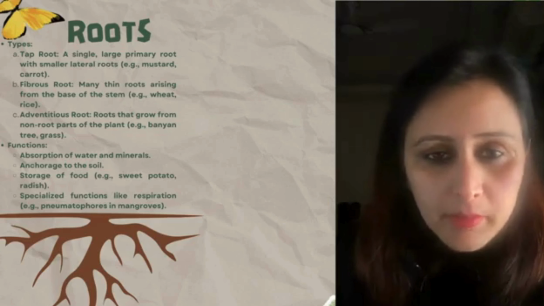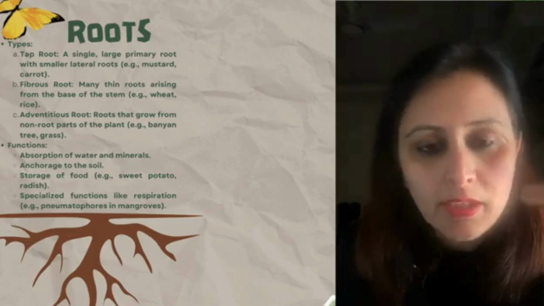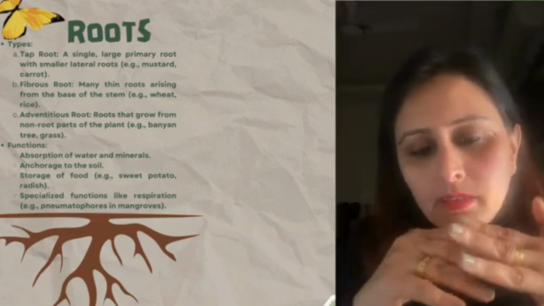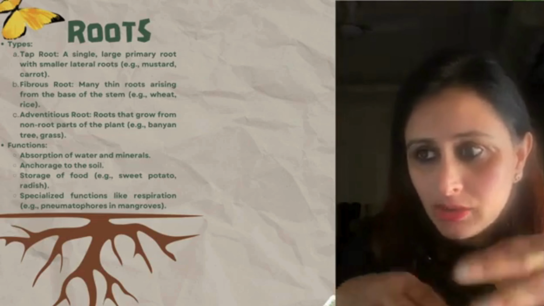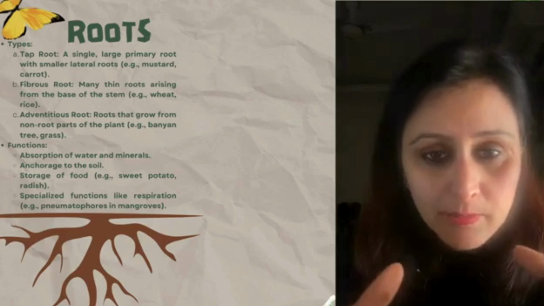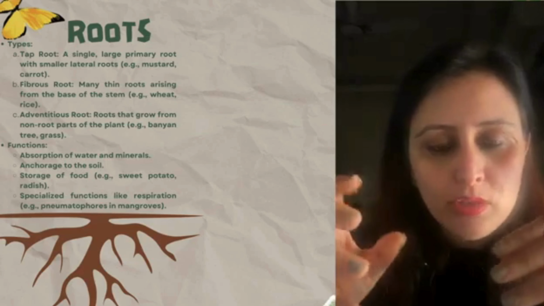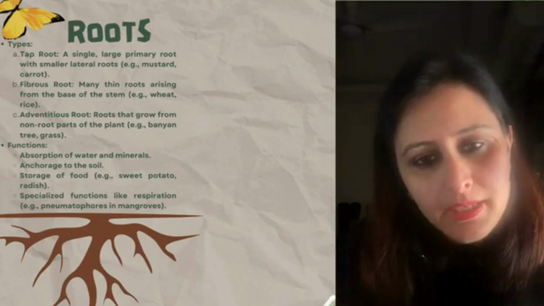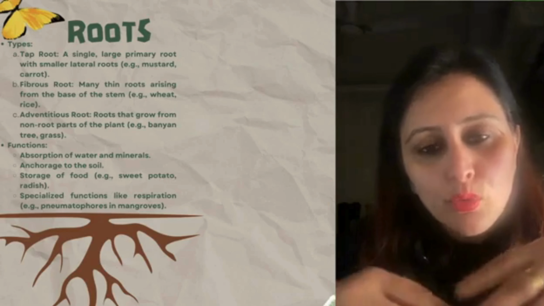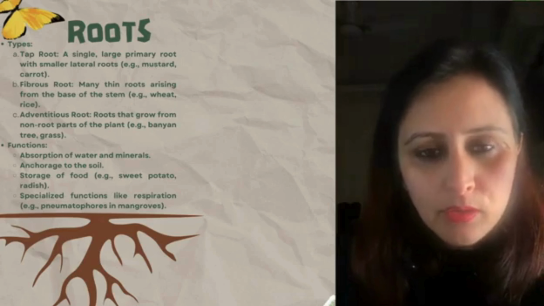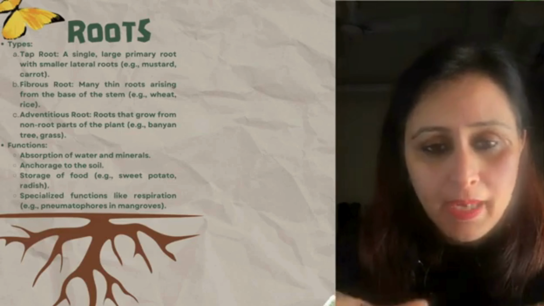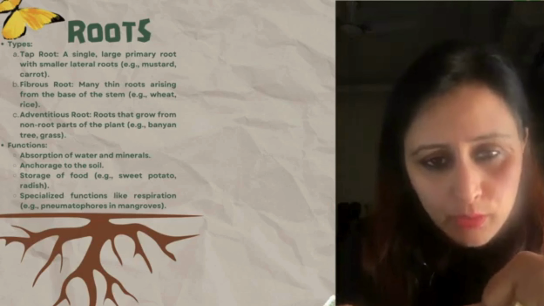Fibrous root. In fibrous roots there is no main body. There are no primary roots. They spread in different directions, like what happens in grasses. If you ever uproot grass and look, it spreads in different directions. So it spreads and gives a good hold, right?